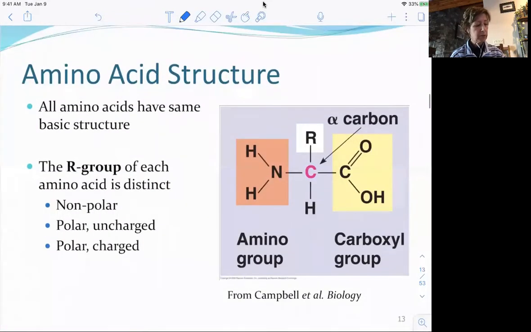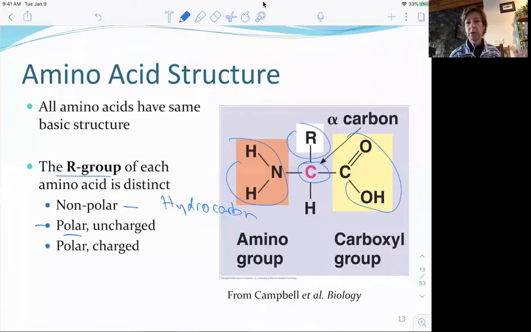So here's another view of that. So this central carbon is called the alpha carbon. Here's my carboxyl group, here's my amine group, and then my R group. So if we look at the different R groups, you can look at chemical characteristics and group all of the amino acids into a few basic groups. So we have what's known as the nonpolar, which is mostly just hydrocarbons, so carbons and hydrogens. And then we have polar, which means we have some kind of oxygen or nitrogen on it.